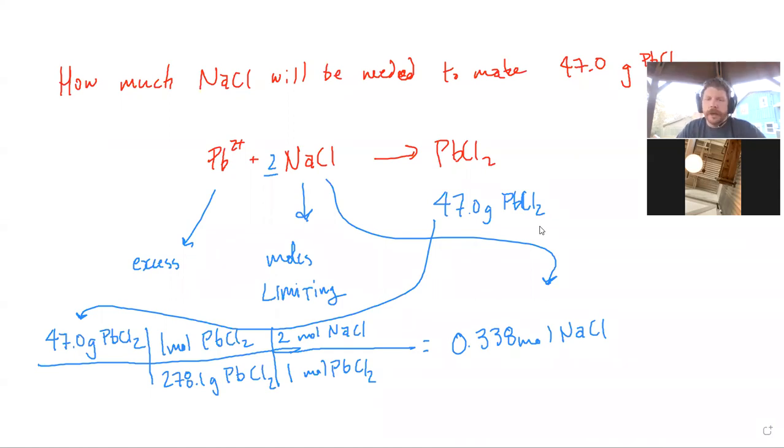I know that one challenging aspect of this problem is you're bombarded with seemingly not a lot of information. But what you need to do for this sort of problem is look at what my product is and what my reactants are. I'm told that my reactants are NaCl, and NaCl is reacting with Pb2+. Now, do I need to know anything about that ionic compound that Pb2+ is associated with?